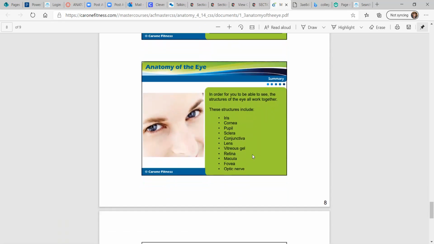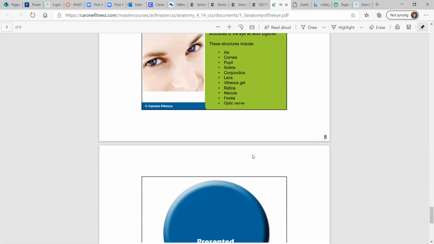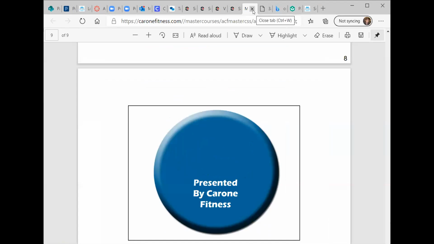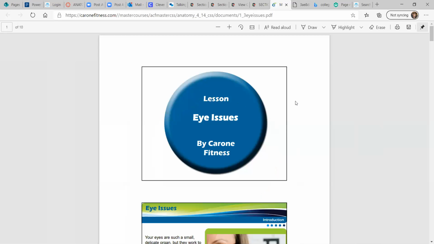In order for you to be able to see, the structures of the eye all work together. They take in light, they manage how much light comes in, they focus the light, the retina takes that light, changes it into electrical impulses, and then sends it through the optic nerve to your brain. And then your brain interprets what's going on and interprets how you see the world around you. So very cool structure, the eye. I enjoy learning about the eye. But issues can also appear with the eye, unfortunately.